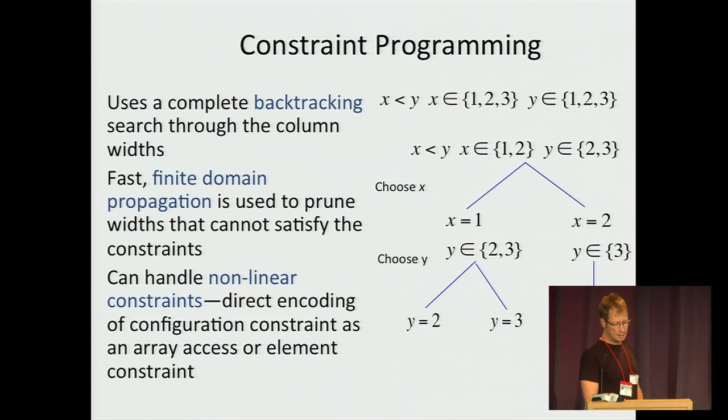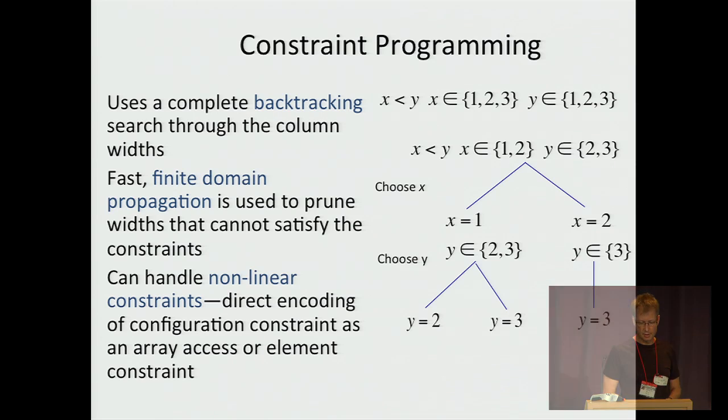We've also looked at another approach, which is constraint programming. Constraint programming is increasingly used to solve difficult combinatorial optimization problems, and it's basically an extension of backtracking search. So the idea is that in table layout, you do a backtracking search through the column widths, but what makes constraint programming effective is the backtracking search is combined with fast finite domain propagation. So this is used to prune the widths that cannot satisfy the constraints.